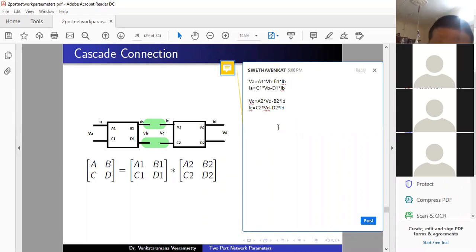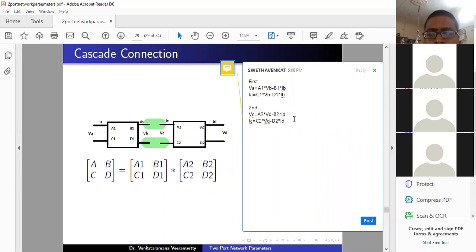Is it okay? So this is the ABCD parameter representation for the second two-port network, and this is for the first two-port network. So keep it aside. This is for the first two-port network and this is for the second two-port network.